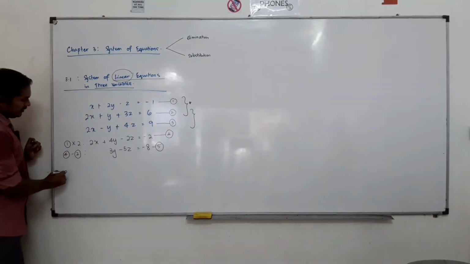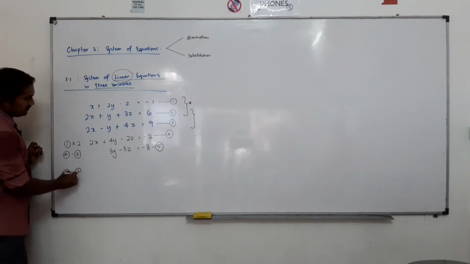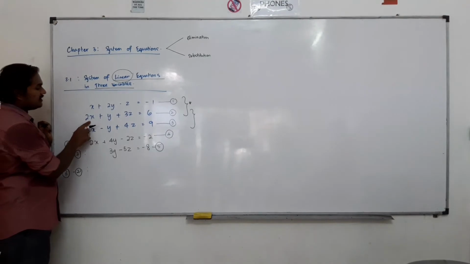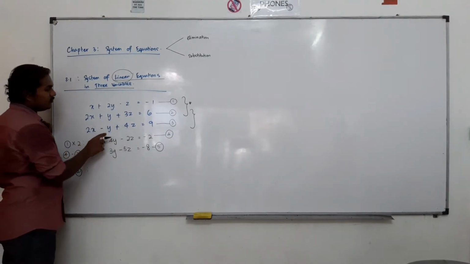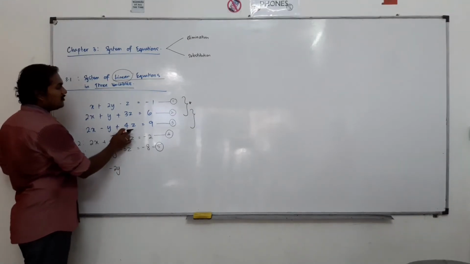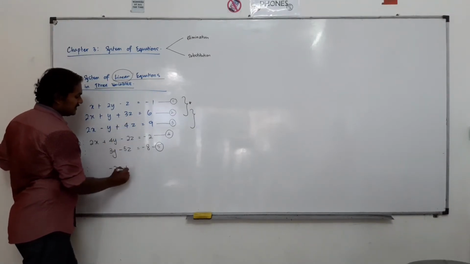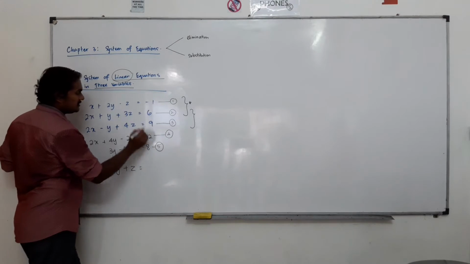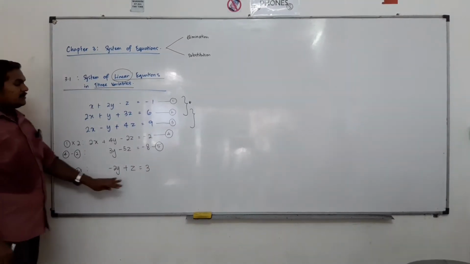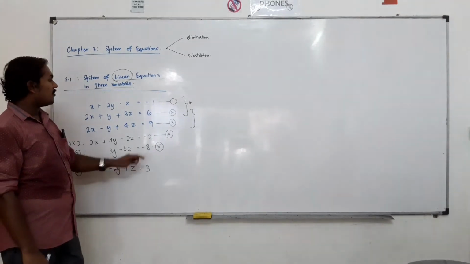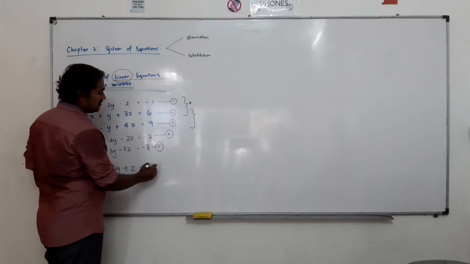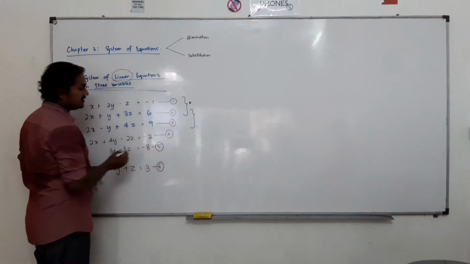In this case, I am going to take 3 minus 2. That means equation 3 minus equation 2. 2x minus 2x is 0. Negative y minus y will be negative 2y. 4z minus 3z will be z. And 9 minus 6 will be 3. Okay, this will be another new equation from equation 2 and 3, and this equation will be numbered as equation 6.